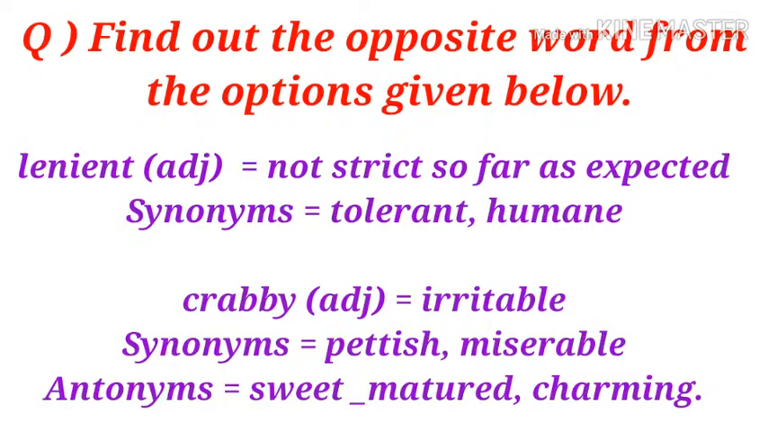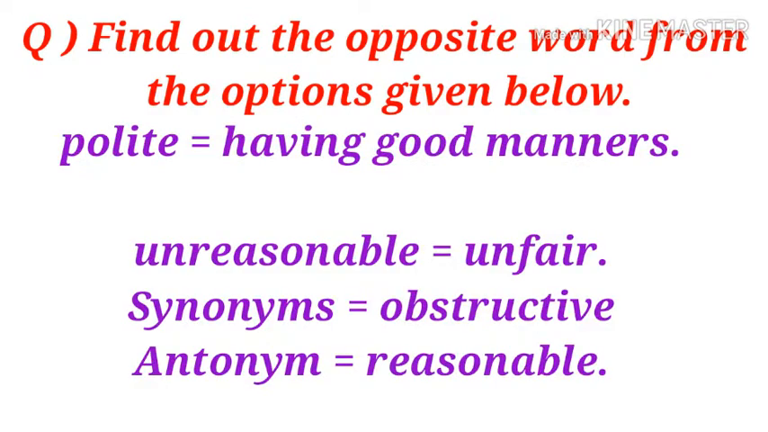Okay. And let us see the third option. The third option is polite, which is a very simple word. Polite means having good manners. Okay. And let us see the fourth option, that is unreasonable. That means unfair. It is not fair about that person, so that is known as unreasonable. Its synonyms are obstructive, contrary, and its antonym is reasonable.